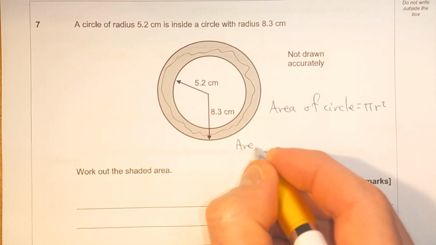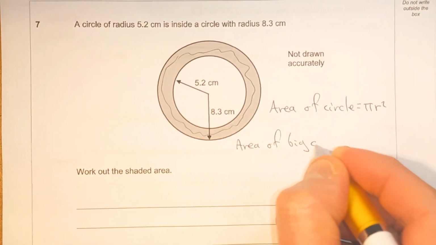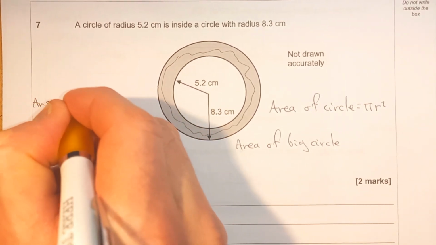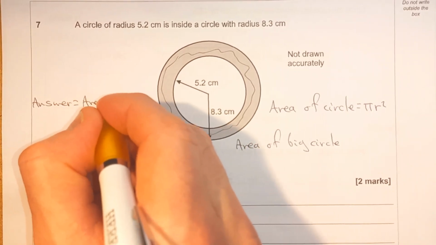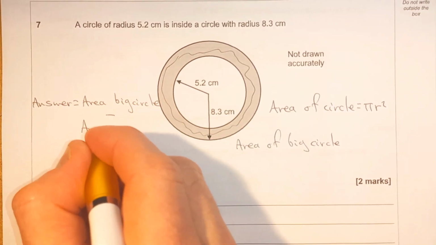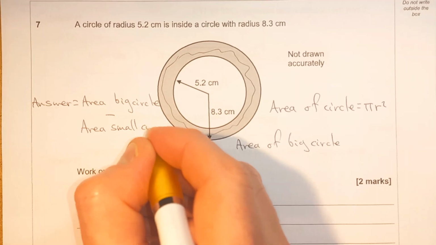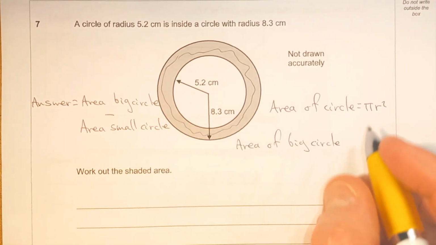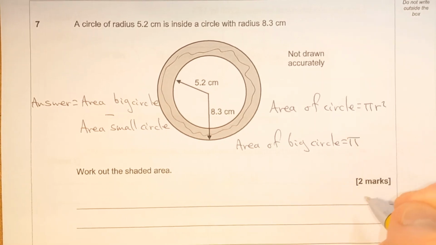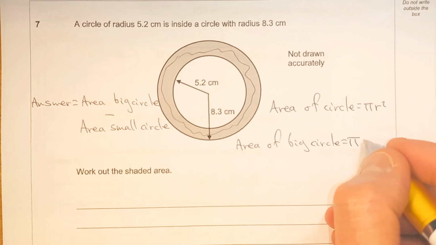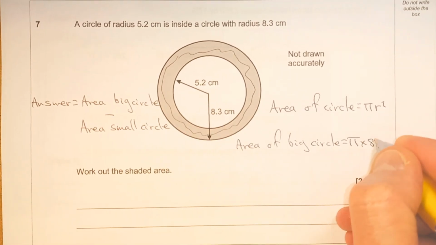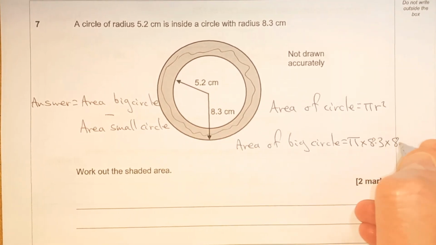So if we work out the area of the big circle, in fact, I'm going to write that down. What we want is, our answer is area of big circle minus area of small circle. So we know what it is we're trying to achieve. Well, the area of the big circle is pi. Well, in fact, pi is going to be given to us. So pi. Well, the radius of the big circle is 8.3, and it's squared, so it means it's multiplied by itself.